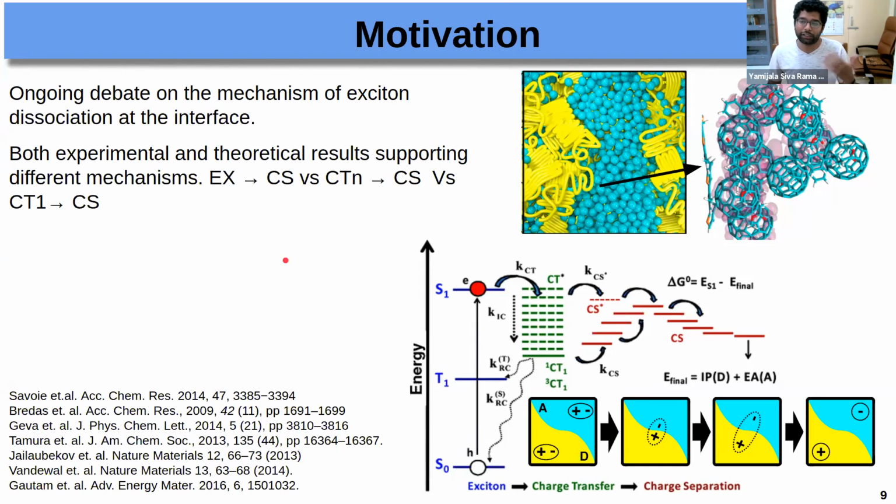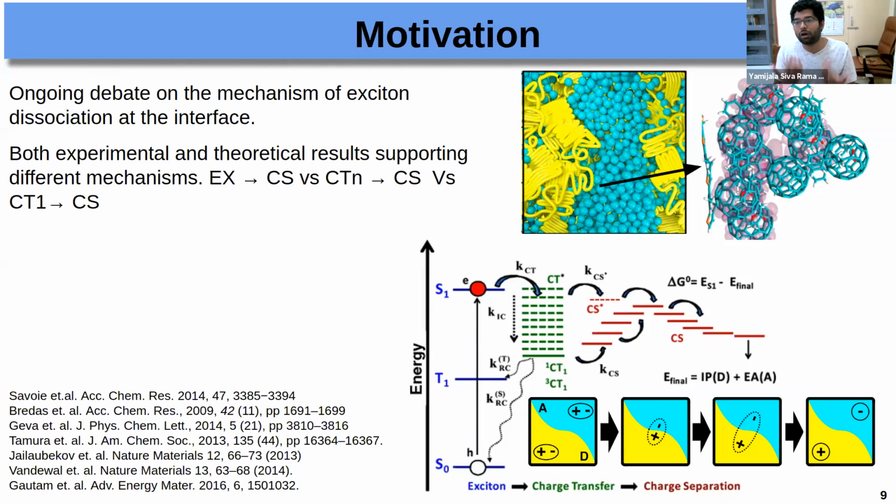However, there are both experimental and theoretical results supporting different kinds of mechanisms for the formation of the charge separated state. Some of them include the direct exciton, where the exciton will be directly converted into the charge separated state, or they can form the hot CT states. These are vibrationally excited states, and from there it can form the dissociated state, and so on and so forth.